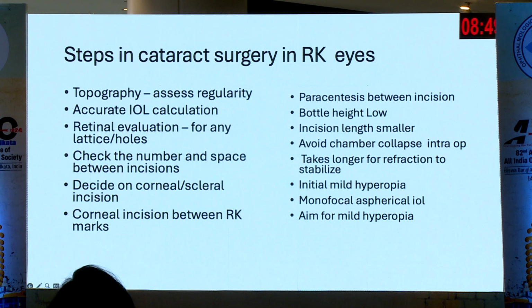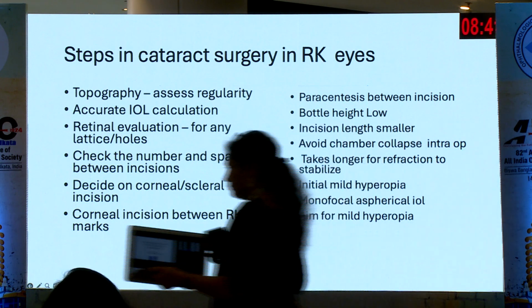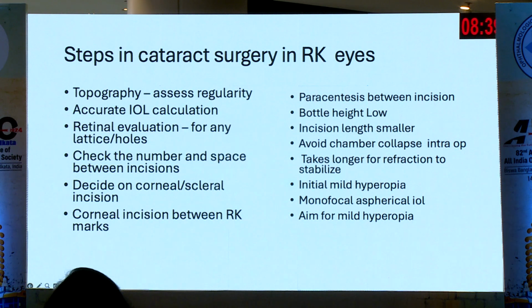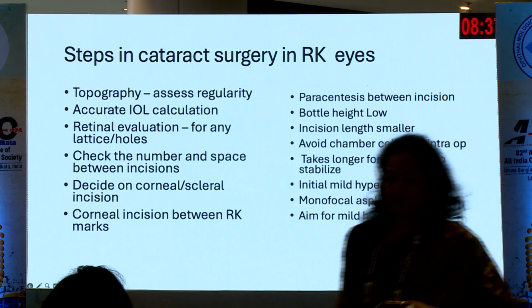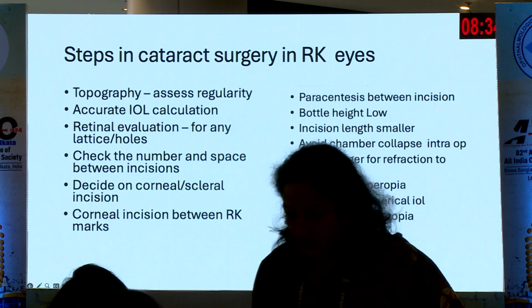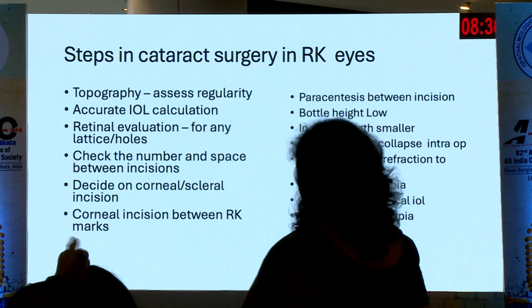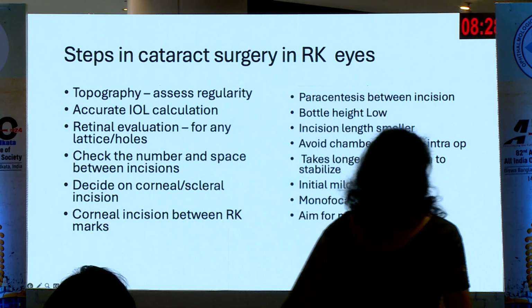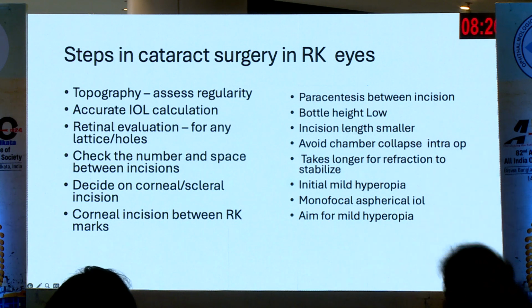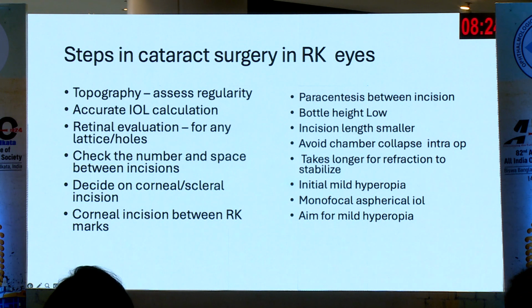So when you're planning a cataract surgery in an RK eye, the first and most important step is to look at the topography. It's okay to put the values in the ASCRS calculator, but the most important thing is you need to know how accurate your values are going to be. If your topography is regular in the center, you know you're going to be close to the intended target. But if you have a decentered flattening, then whatever you do is a hit or miss kind of calculation, and you need to be aware of that and tell the patient.